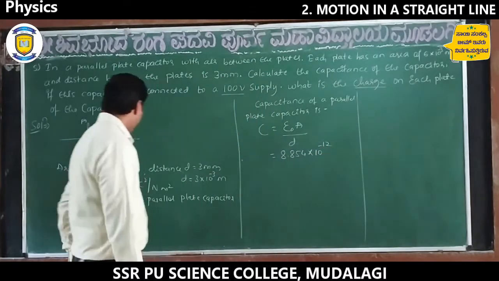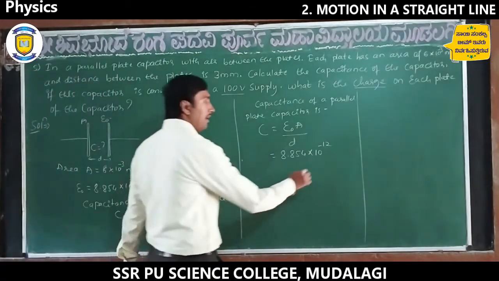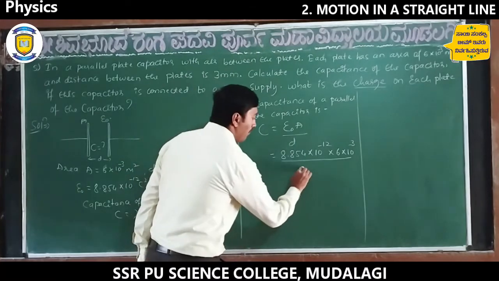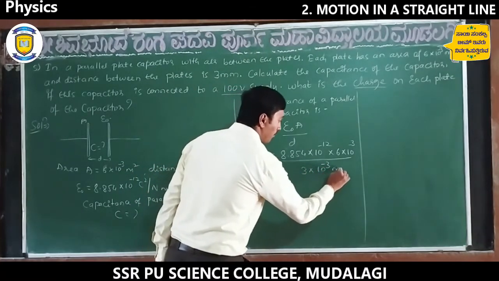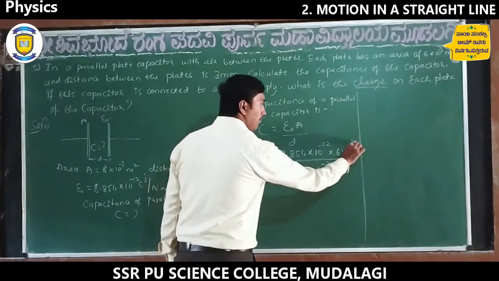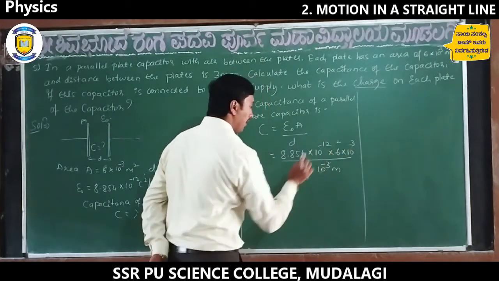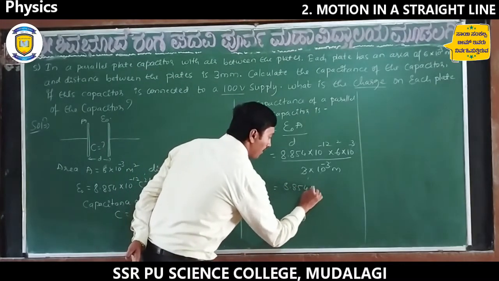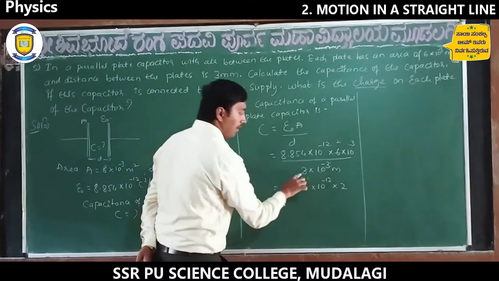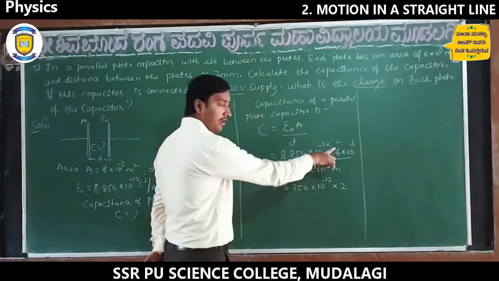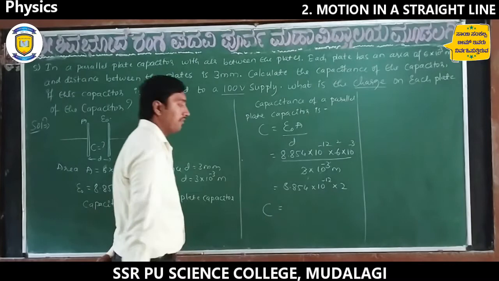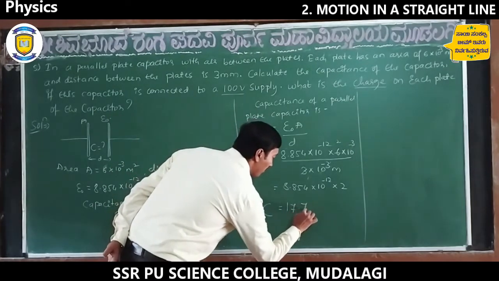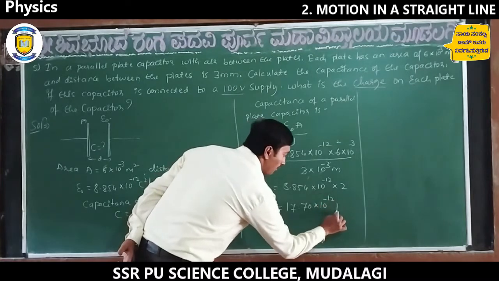10^-12. Area is in meter square, so substitute: area equals 6 × 10^-3 meter square, which they gave. Next d is 3 millimeter, so multiply by 10^-3. Correct, see, 10^-3 and 10^-3 cancel, and 3 ones are 3, 3 twos are 6, so 8.854 into 2. The final value of the capacitance is 17.70 into 10^-12.